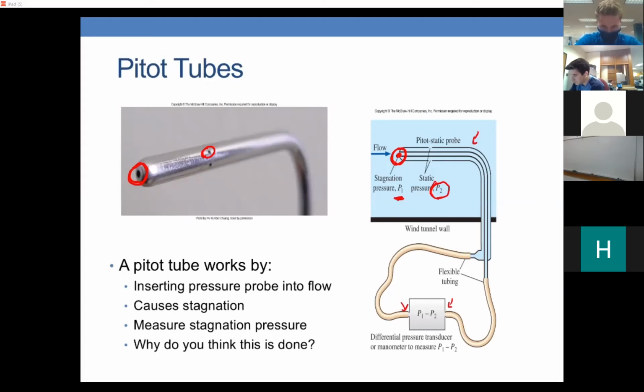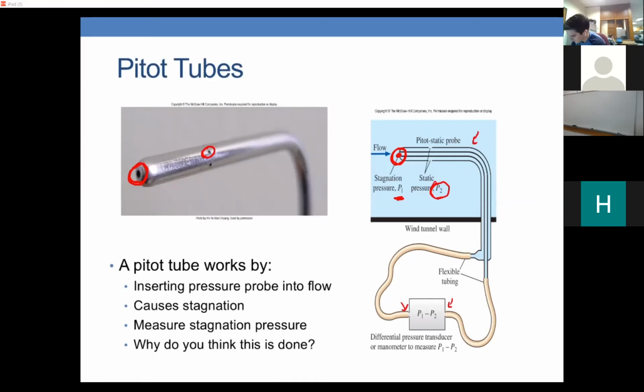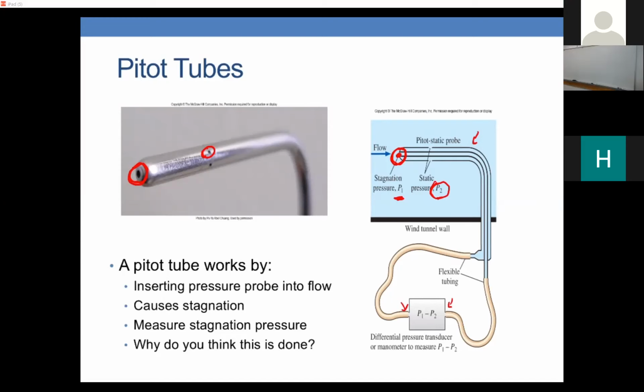So I have a question. Do we have to know how it works exactly, or do we just have to know how to figure out the velocity from the stagnation and static pressure? So here's the thing. That is how it works. If you can use Bernoulli's equation to figure out how to get velocity from these two pressures, then you already know how the Pitot tube works.